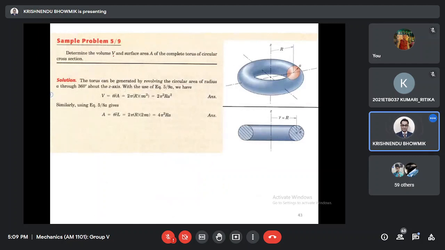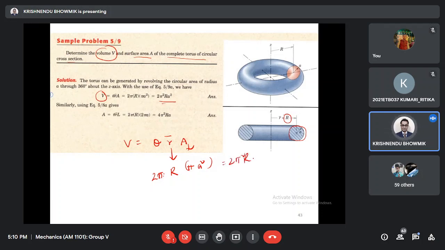Now say, for example, we have to calculate the volume and the surface area of a complete torus with circular cross section. This is given, this is the cross section. What will be the volume generated? Volume equals theta r bar A. What is r bar? Basically here it is R. What is A? Cross section of this, pi a squared. Complete rotation is 2 pi. Then you will get volume equal to 2 pi squared R a squared.